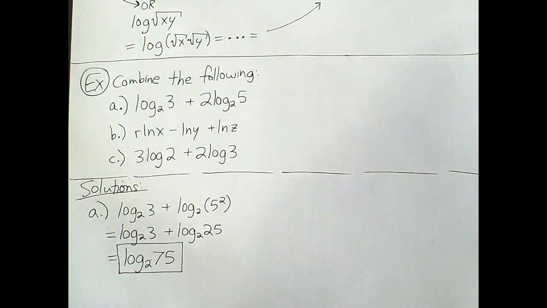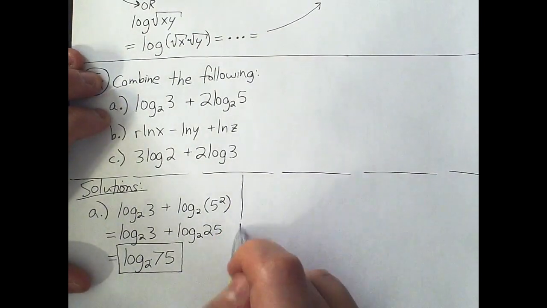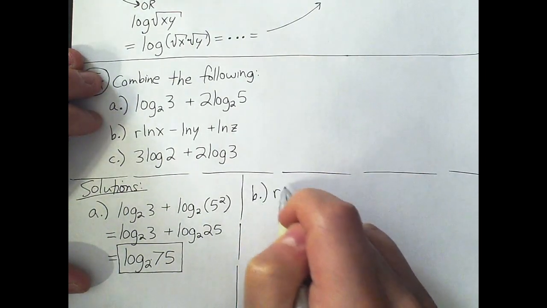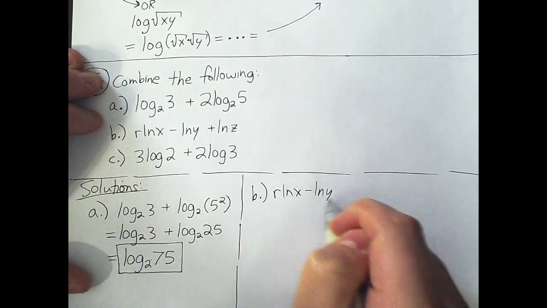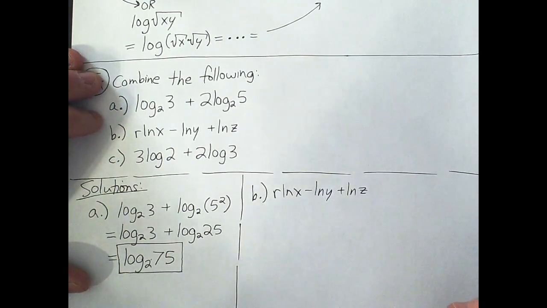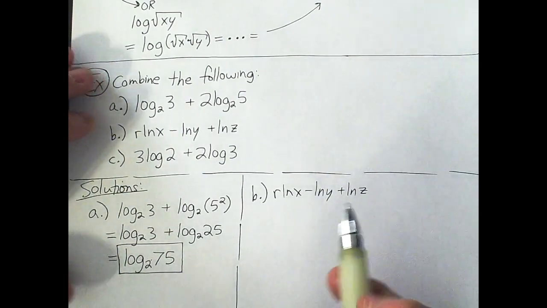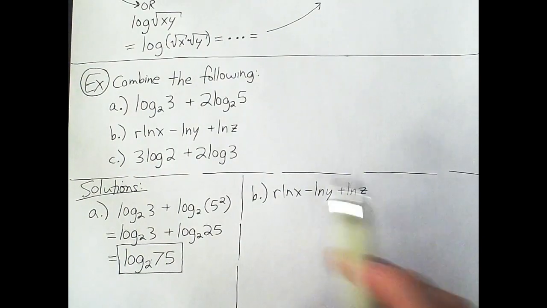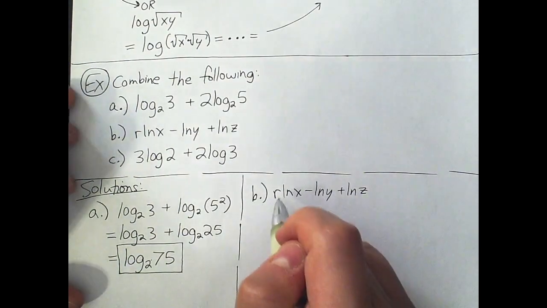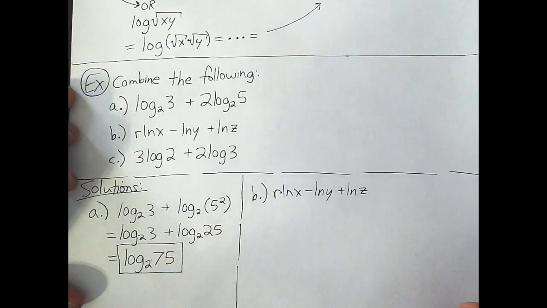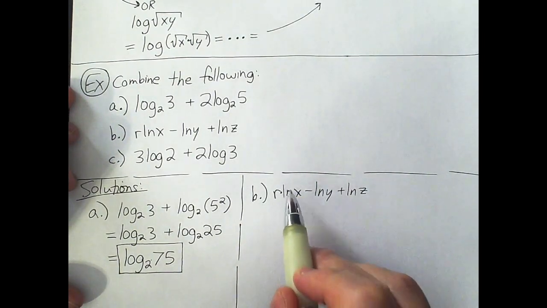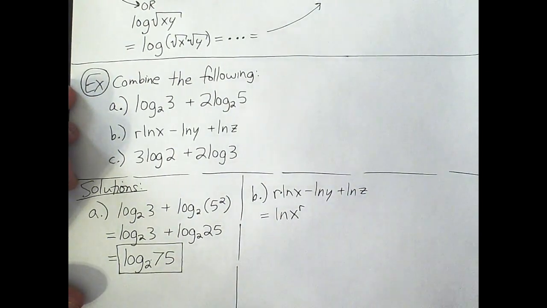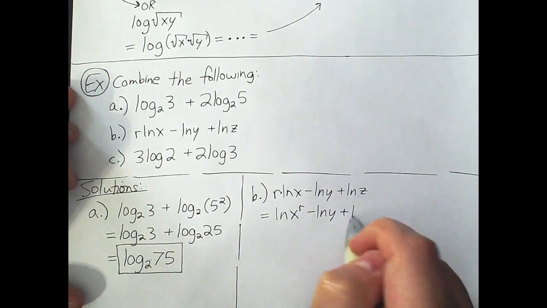B and C, let's try to do part B over here. All right, I'll copy it down. r ln x minus ln y plus ln z. We would like to combine things. So we have the r out front. We've got a minus. We've got a plus. And there's the question of what do we do first? I think order of operations says multiplication happens first. This is r times ln x. So let's deal with that piece first and make this x to the r. That's good.